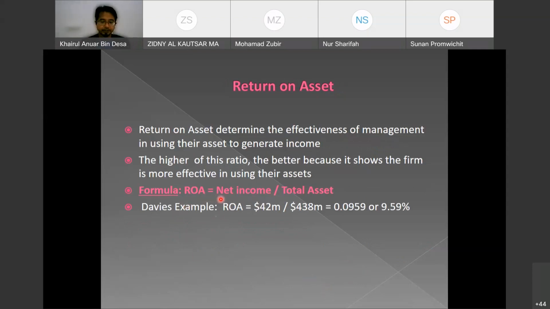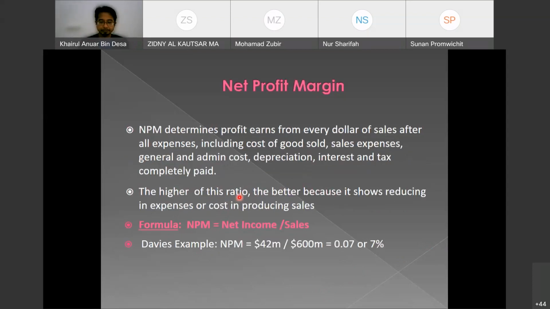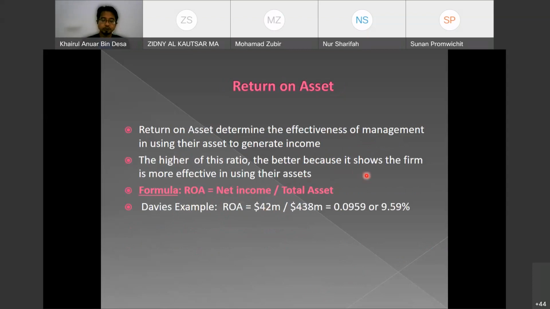Formula ROA is net income. Tadi you dah dapat net income ni. Net income over total asset. So ROA is about 9.59%. Return on asset. Okay.